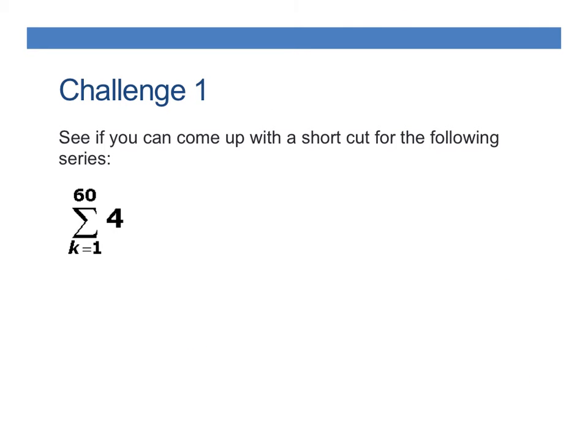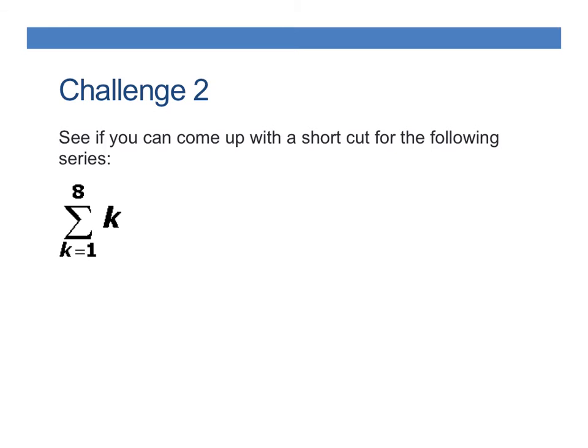Challenge number 1. See if you can come up with a shortcut for the following series. We have the sum from 1 to 60 of 4. So take a moment and see if you can figure it out, then press play to see the answer. Well, this is saying you're going to do 4 plus 4 plus 4 plus 4 plus 4, 60 times. You're adding 4 60 times. Well, remember, repeated addition is multiplication. So really this is 60 times 4, which is 240.